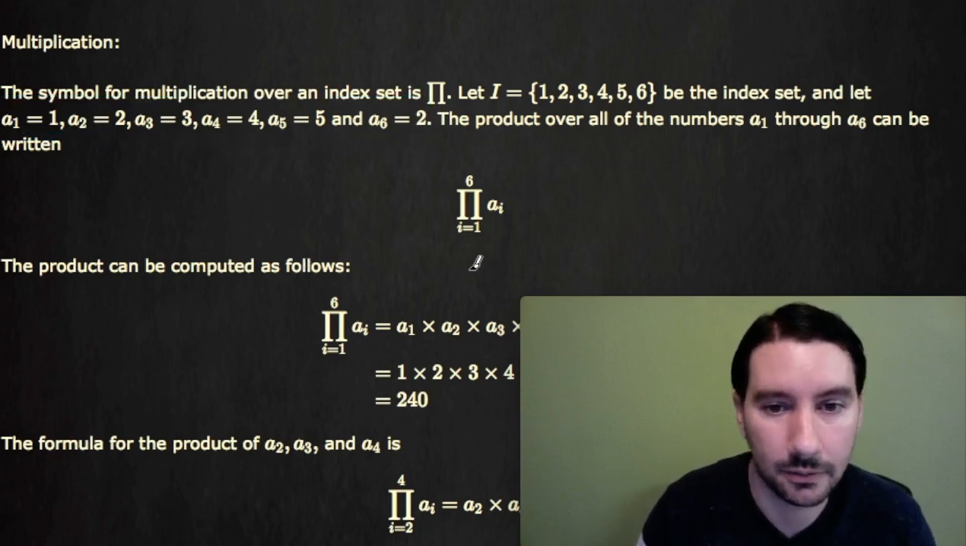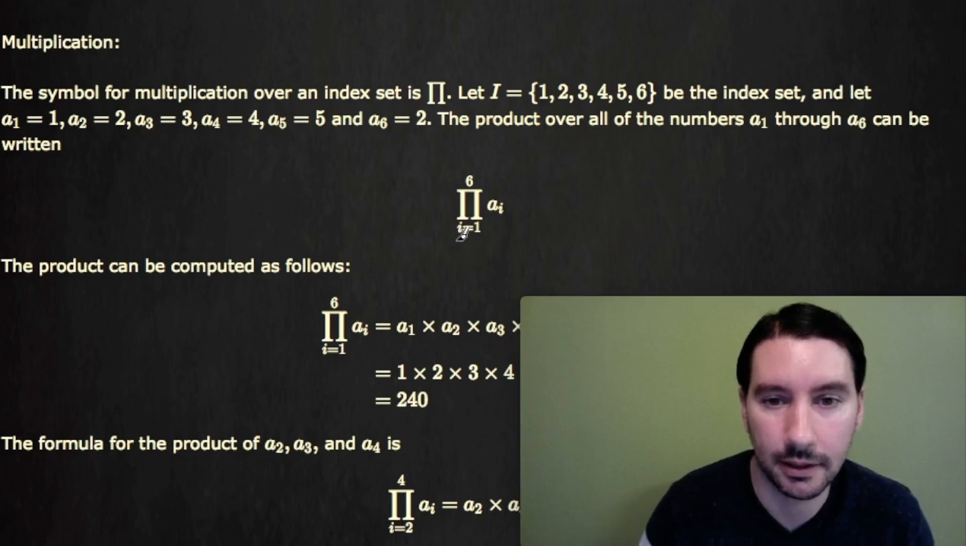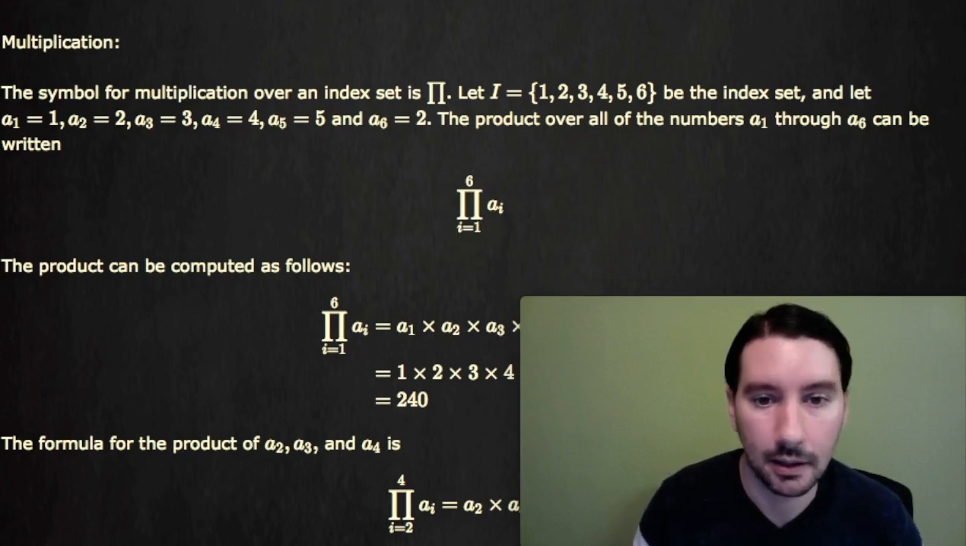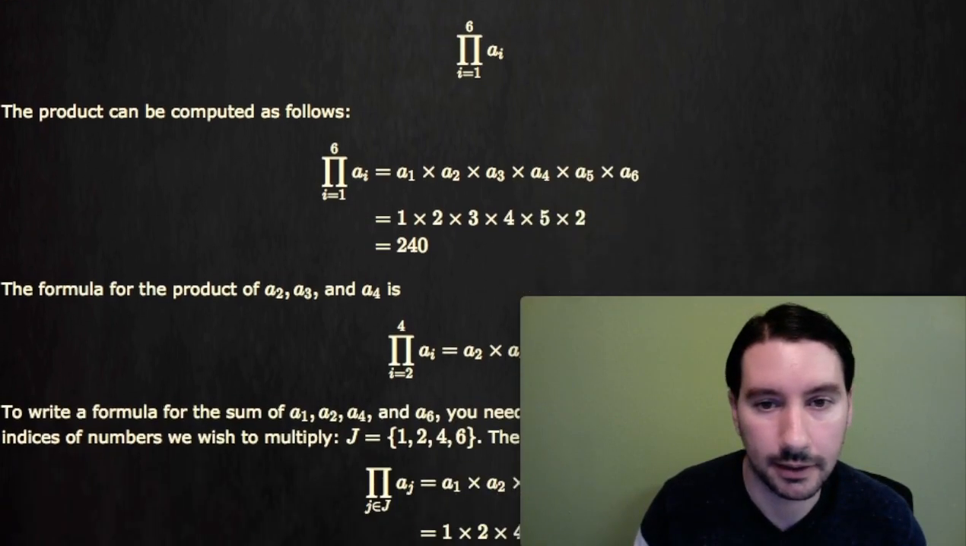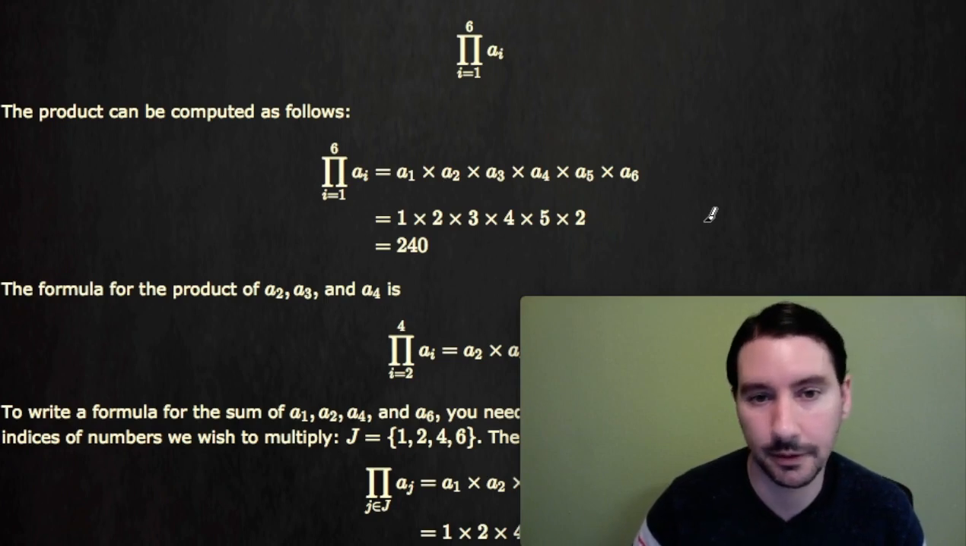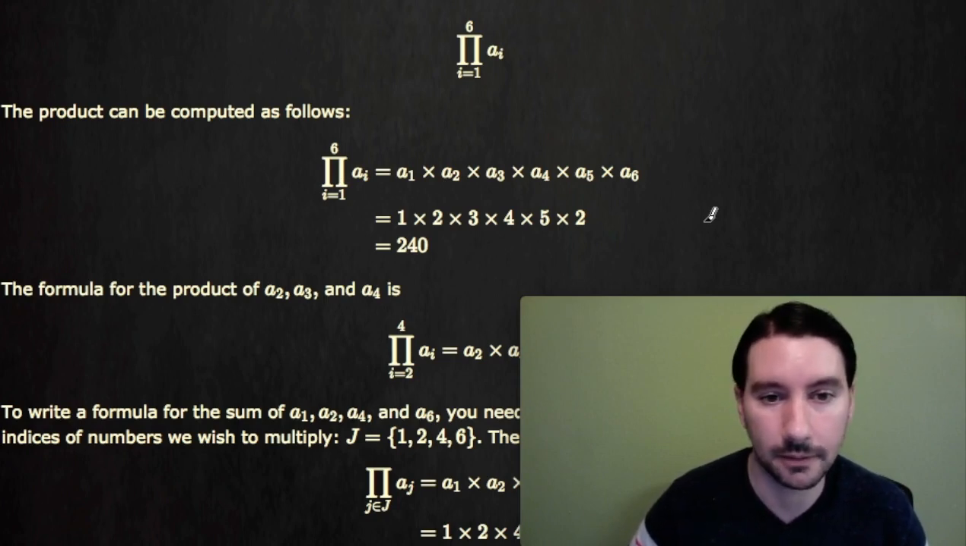So if I wanted to compute the product of all the numbers, I could write it as the product from 1 to 6, which means multiply all the numbers from A1 to A6. So this product from 1 to 6 of AI is A1 times A2 times A3 times A4 times A5 times A6, or 1 times 2 times 3 times 4 times 5 times 2, which is 240.